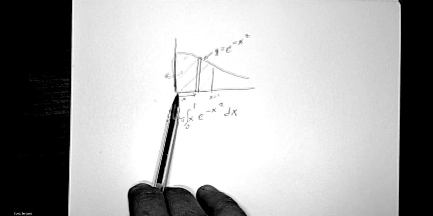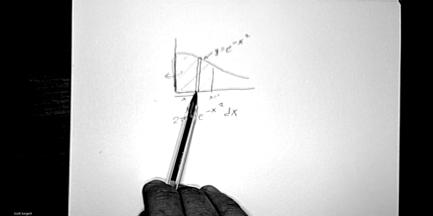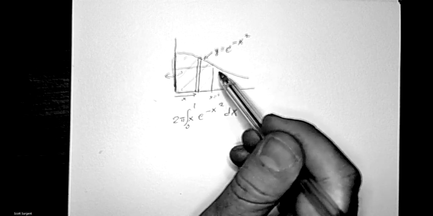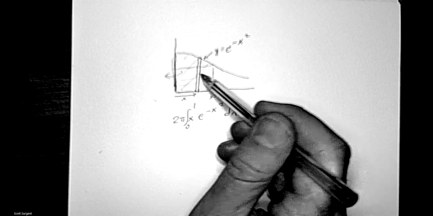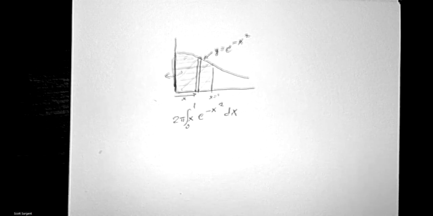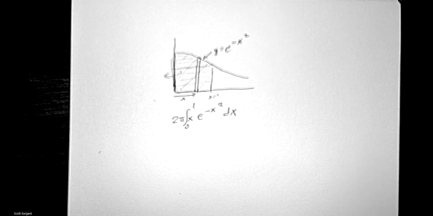In this case, shells is really the only way to work this problem. If you try to do it using disks around the y-axis, this part's easy because it's just a block. But this part right here would present some really difficult algebra, and you'd quickly find that it just can't be done. So shells is really the only way to do this one. And this integrand will integrate using substitution. So I'll leave that for you to work out.